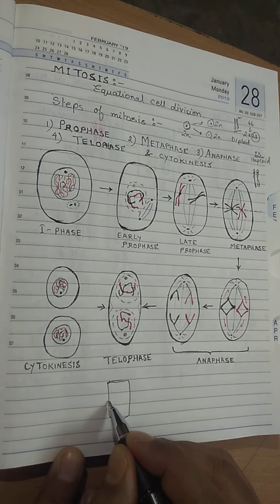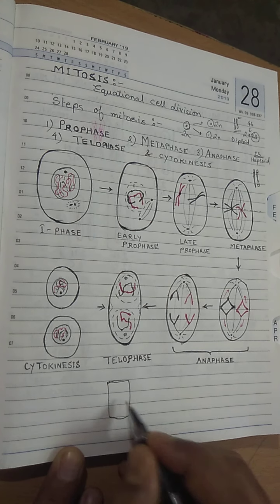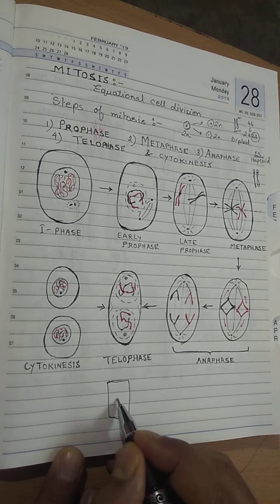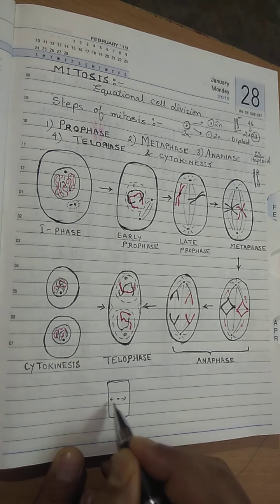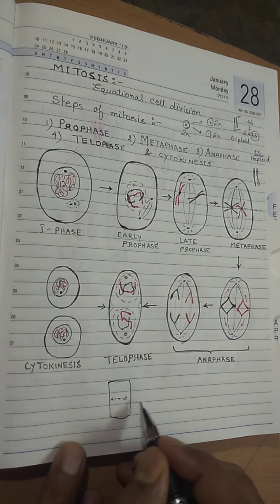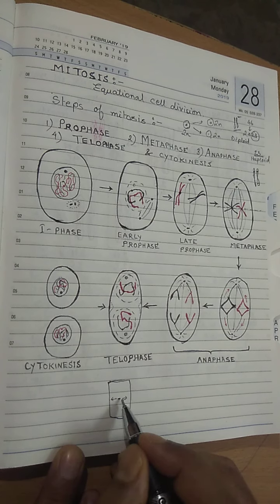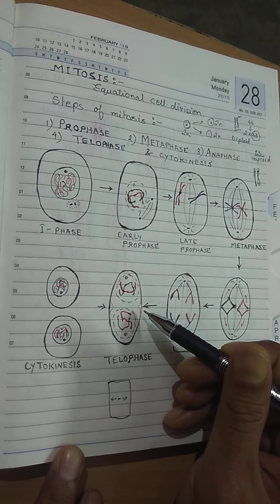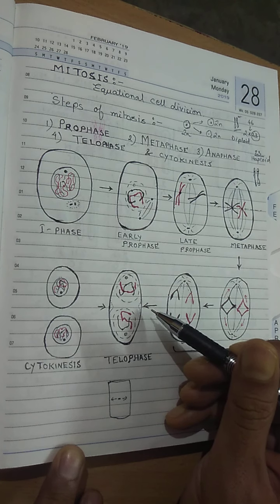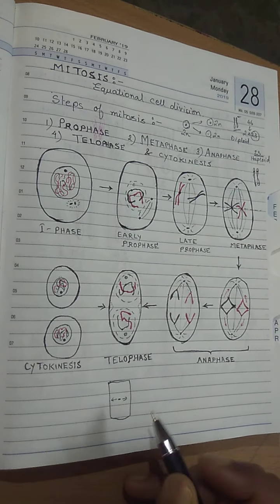Here, what happens is that from outside the cell will not constrict. Rather, from the central portion, the cell plate starts developing, and the cell plate starts elongating towards the periphery. So it moves towards the side. So it is more centrifugal in nature, outward seeking. But in case of animal cell, it is centripetal in nature. That means inside seeking.